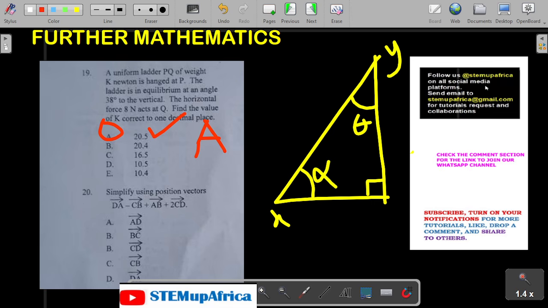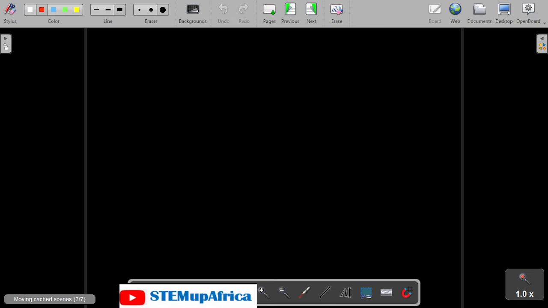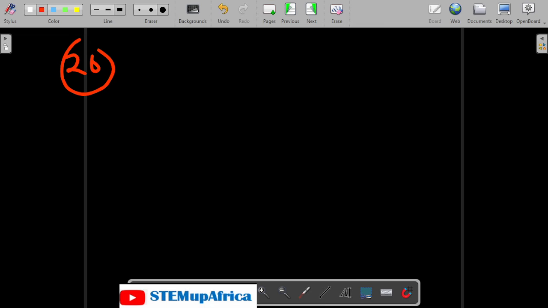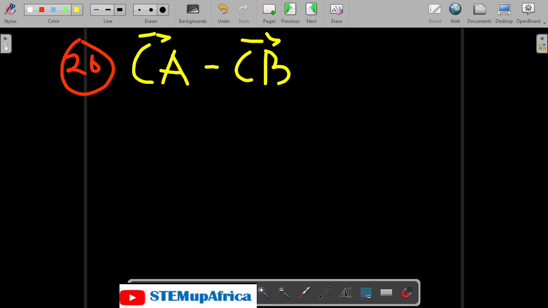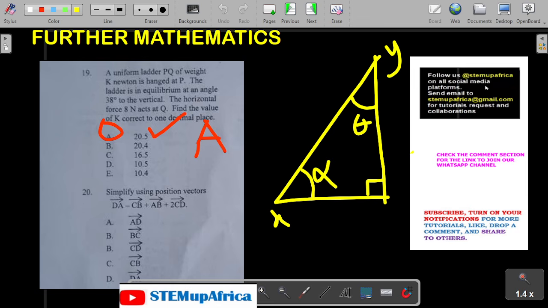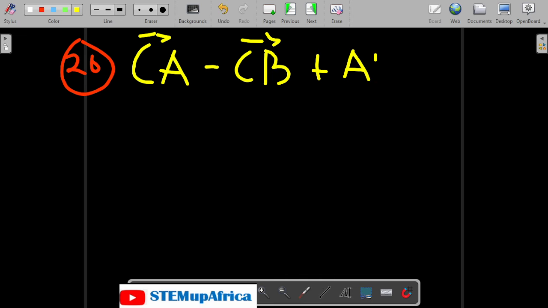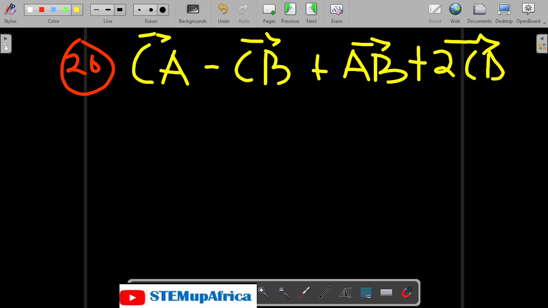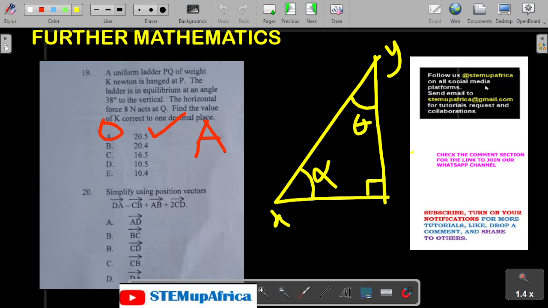So let's look at question 20. It says simplify using position vector. We have DA, CB, AB, CD. Question 20 is vector. We have DA minus CB, or in vector form, plus AB plus 2CD. So this is what we have.